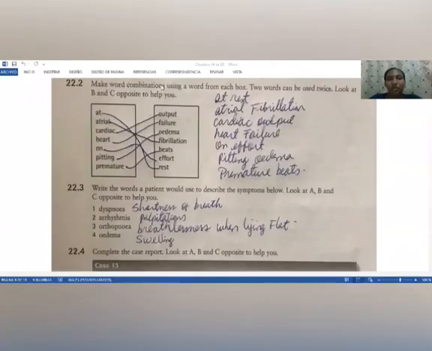Make word combinations using a word from each box. Two words can be used twice. Look at B and C opposite to help you. At rest. Atrial fibrillation, cardiac output, heart failure, on the level, breathing, edema, premature beats.